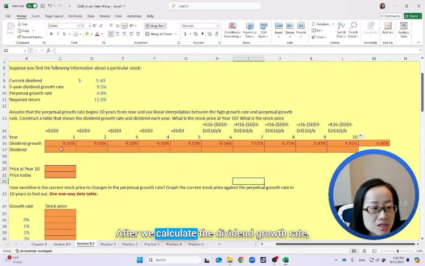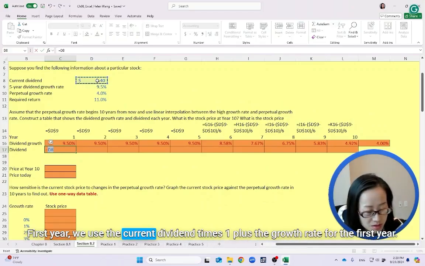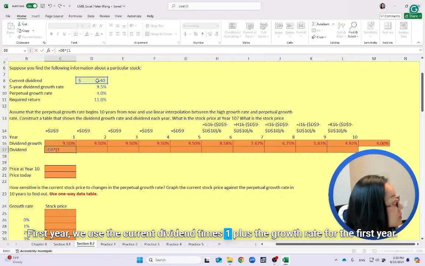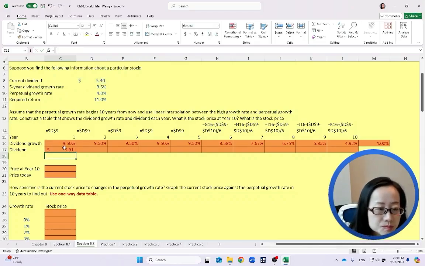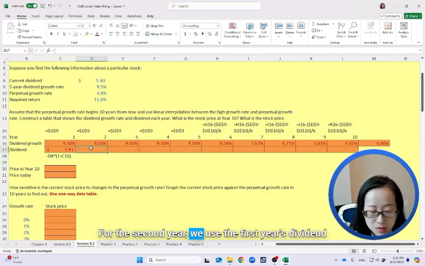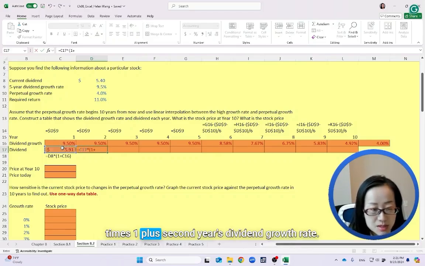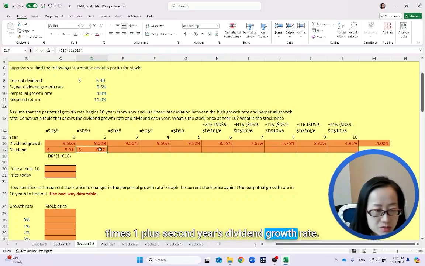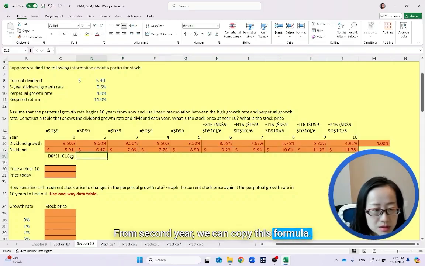After we calculate the dividend growth rate, we can figure out the dividends every year. For the first year, we use the current dividend times 1 plus the growth rate for the first year. For the second year, we'll use the first year's dividend times 1 plus the second year's dividend growth rate. From the second year, we can copy this formula.